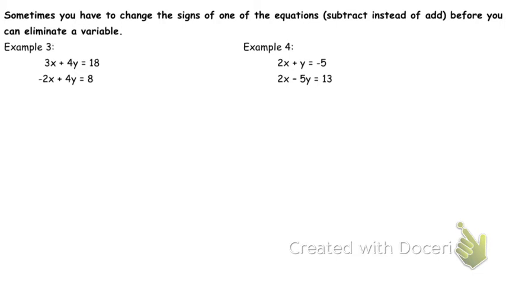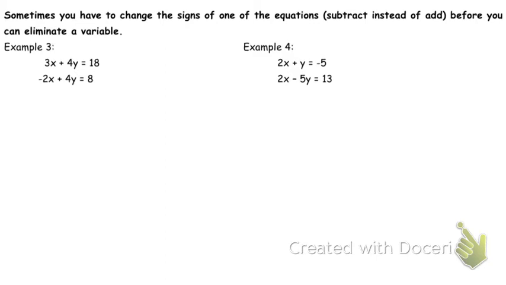Okay. Now, sometimes we have to change the signs of one of the equations, aka subtracting instead of adding, before we can eliminate a variable. So we've looked here. Is everything lined up in example 3? x, y equals constants? Yes. Okay, that's good. So we don't have to move anything around at all. If they're not lined up, we'd have to move them around.